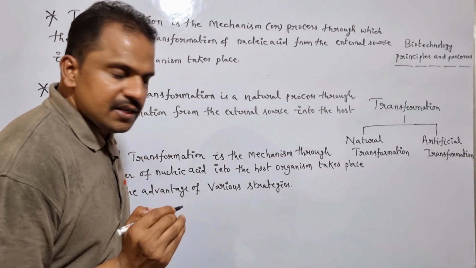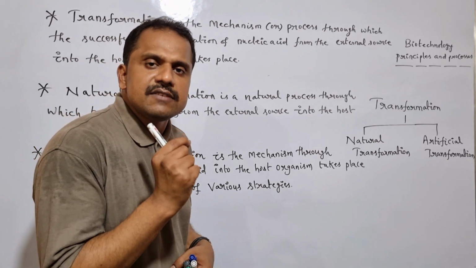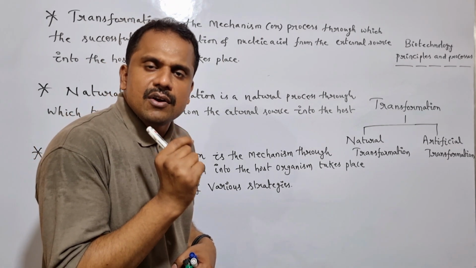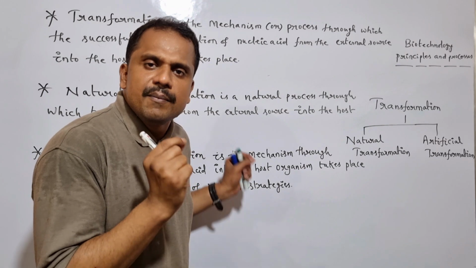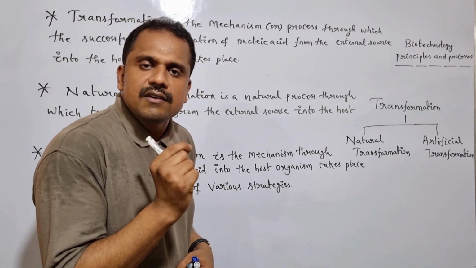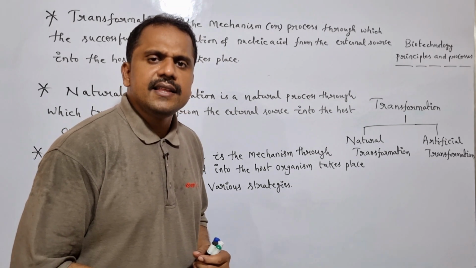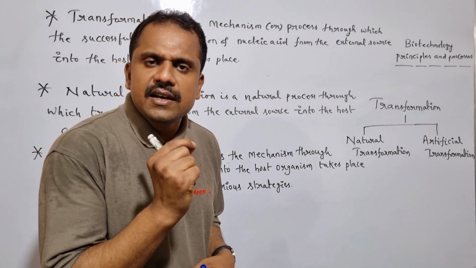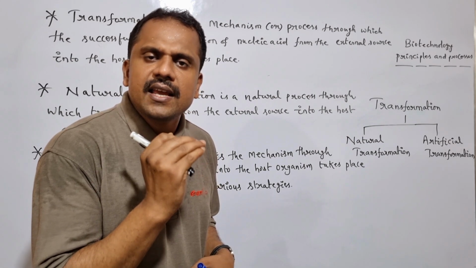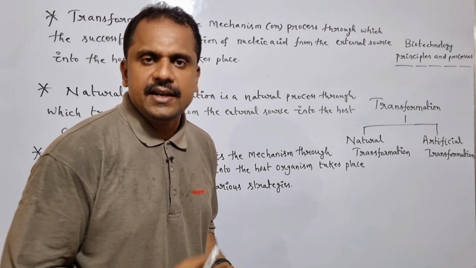takes place. So here, one of the specific strategy through which the successful transformation of the nucleic acid into the host organism by means of artificial transformation may include usage of a specific divalent cation like calcium. So here, by taking the advantage of a specific divalent cation like calcium, the successful transformation of the DNA into the host organism takes place.